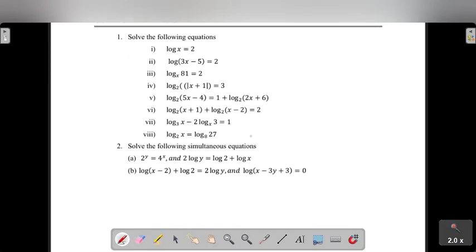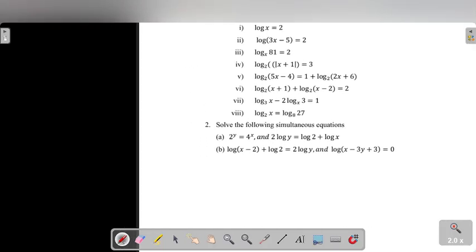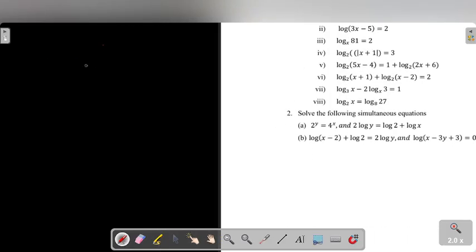Then now moving to part 7, we are solving this logarithmic equation. So we have log base 3 of (x minus 2) times log base x of 3, which is equal to 1. So this is what we are solving.